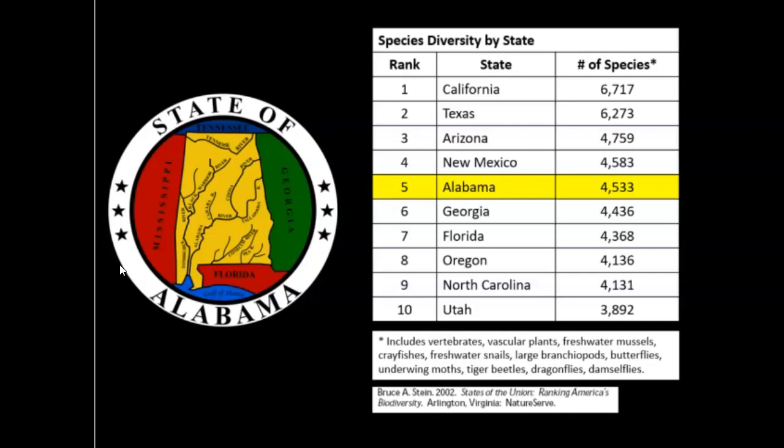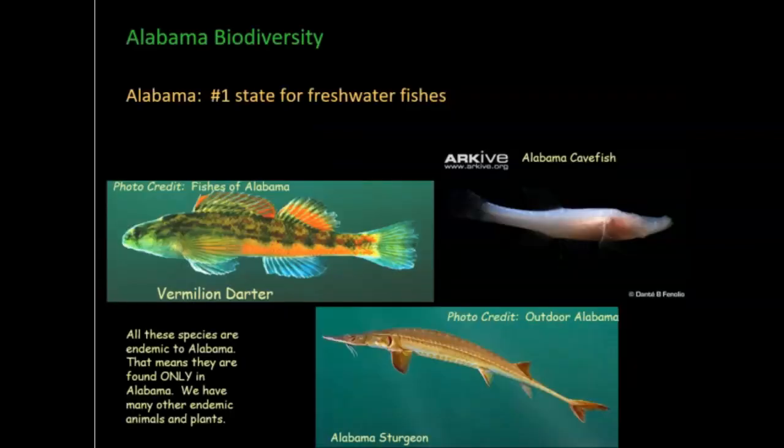We rank behind California, Texas, Arizona, and New Mexico. But when you just consider states that are in the eastern U.S., Alabama ranks number 1. So Alabama is a hotspot for biodiversity here in the U.S. But it's also a global hotspot for several different groups of organisms. Let's take a look at these groups that Alabama is most famous for in terms of its biological diversity.